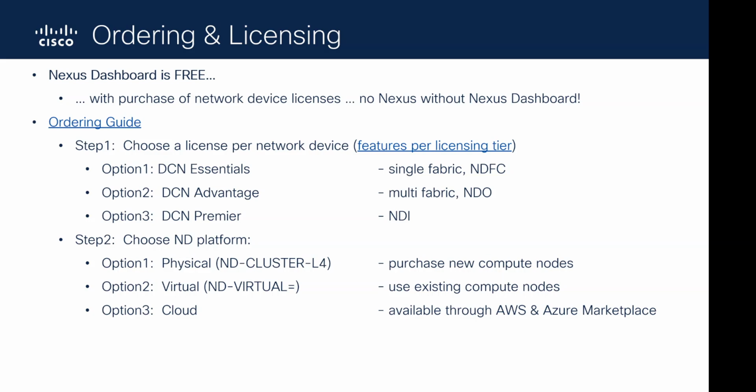All right, I've provided a link here to the ordering guide, but it's really two simple steps, right? First, you need to choose a license per network device, and the license tiers that are available are three. You have DCN Essentials, Advantage, and Premier.